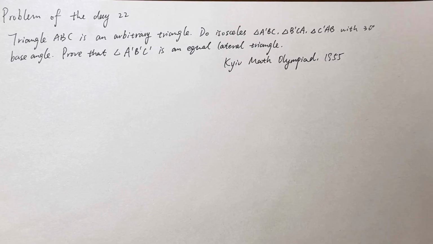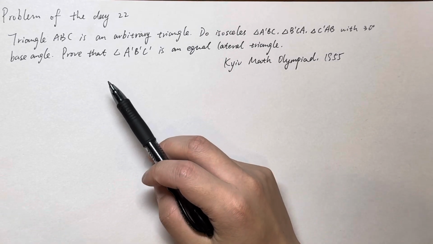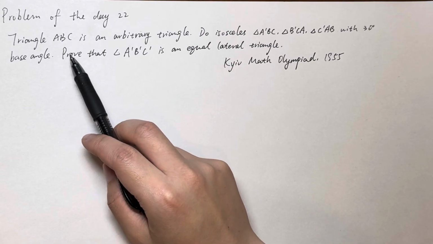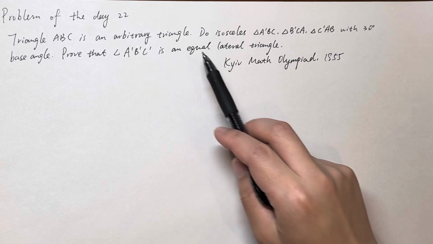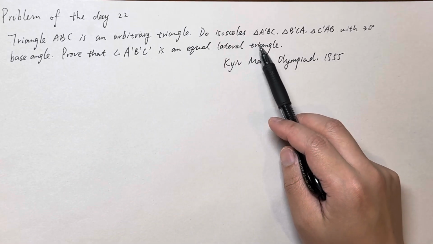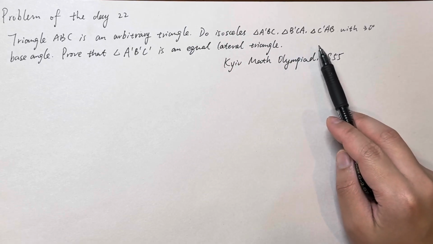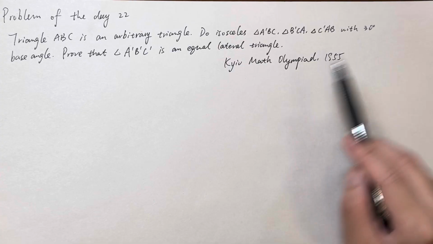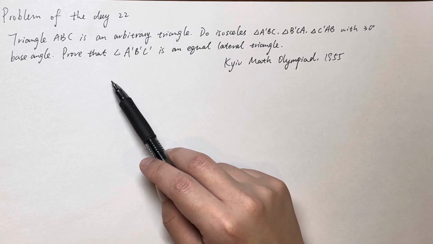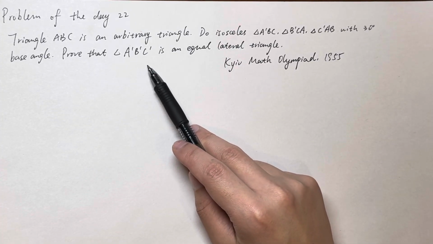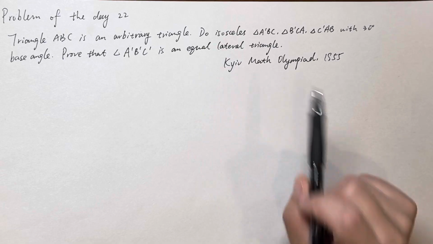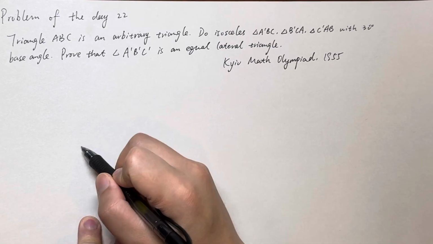So here we're going to talk about the problem of the day 22. Triangle ABC is an arbitrary triangle. Draw isosceles triangles A'BC, B'CA, C'AB with 30-degree base angles. Prove that triangle A'B'C' is an equilateral triangle. So the problem is like this.